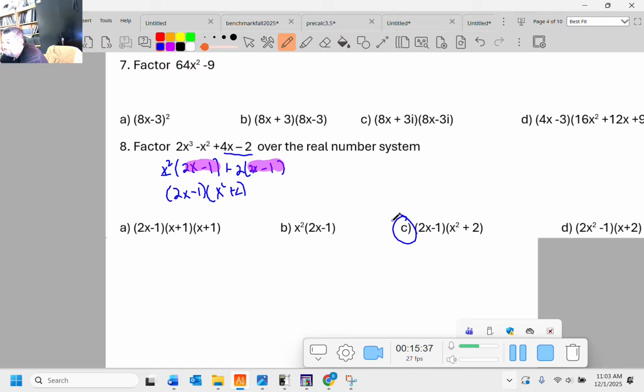I made choice A because I thought a couple of you guys would think that x squared plus 2 factors into x plus 1 times x plus 1. It does not.